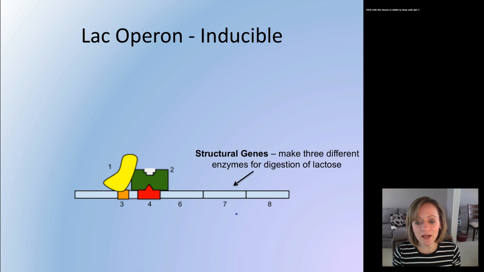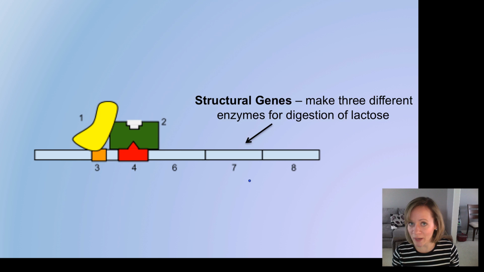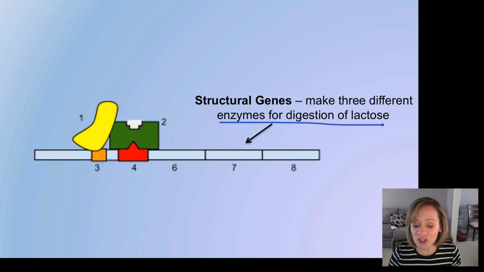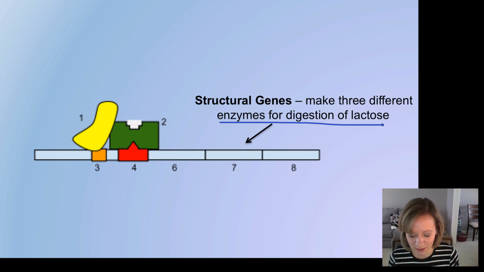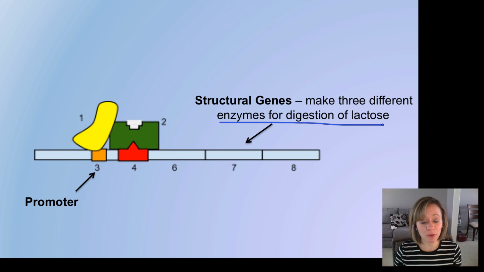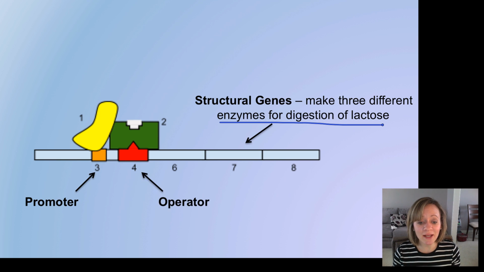So 6, 7, and 8, remember, these are your structural genes. These are what actually make the protein that we're transcribing. So these, in the lac operon, make the enzymes that digest lactose. So when a bacteria eats lactose, it's going to need enzymes to digest it. So that's what the structural genes do. Number 3, that's your promoter. Remember, that's where RNA polymerase binds. And then 4 is your operator. Remember, that's where either the inducer or the repressor will bind.